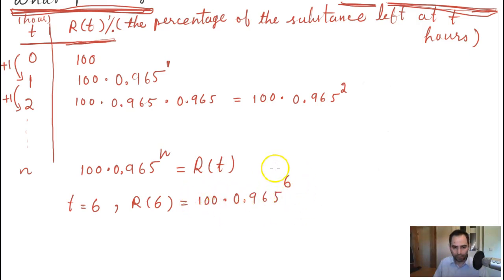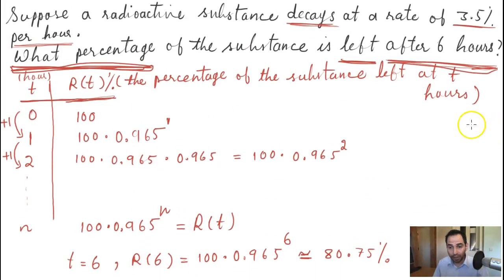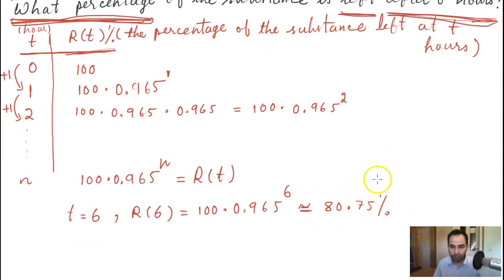And basically, you can calculate this, and let me calculate it. According to my calculator, it's approximately equal to 80.75%. So that basically means that after 6 hours, if your radioactive substance is decaying at the rate of 3.5% per hour, then the percentage of the substance left after 6 hours is 80.75%.